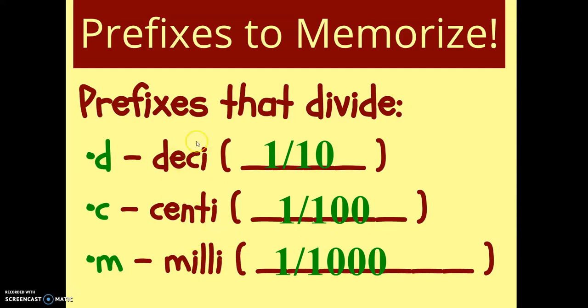These can also be used with liter or gram. Decigram, centigram, milligram, they all mean the same. Meter, liter, or gram tell you what you're measuring as far as length, volume, or mass. And we have the prefixes that tell you how much of it we have.